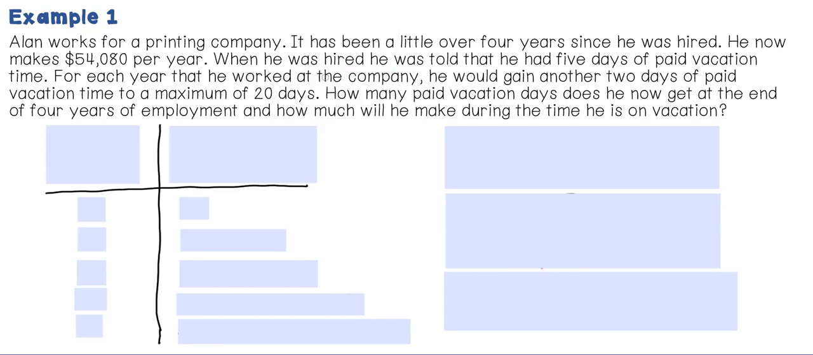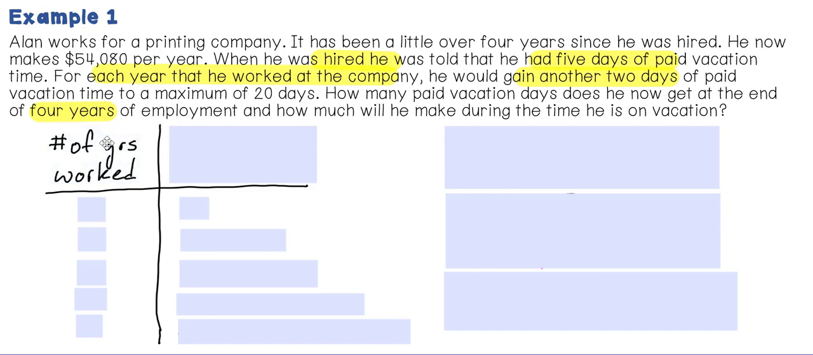So the first thing we want to do is figure out how many vacation days he is going to get after 4 years, because we're looking for after 4 years. So we'll look back and gather information. He had 5 days when he was hired, and for each year after that he gained another 2 days of paid vacation. So let's lay this out in a table.